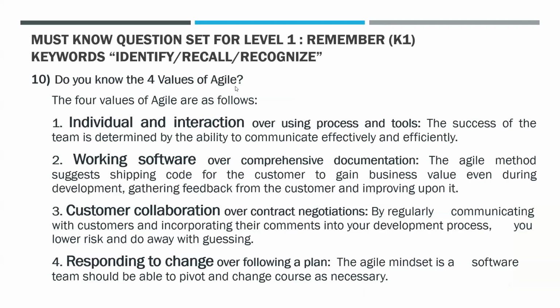The 10th question is, do you know the 4 values of Agile? The 4 values of Agile are as follows. Individuals and interaction over processes and tools. The success of the team is determined by the ability to communicate effectively and efficiently. Working software over comprehensive documentation. The Agile method suggests shipping code for the customer to gain business value even during development, gathering feedback from the customer and improving it. Customer collaboration over contract negotiations.